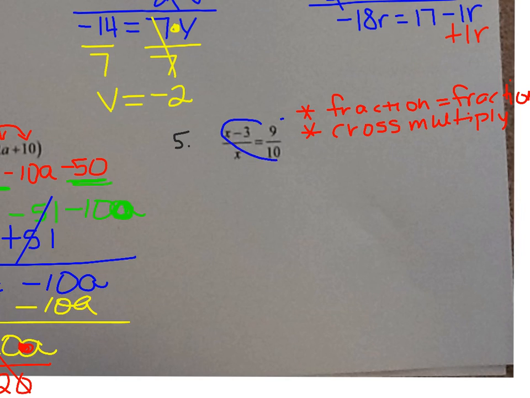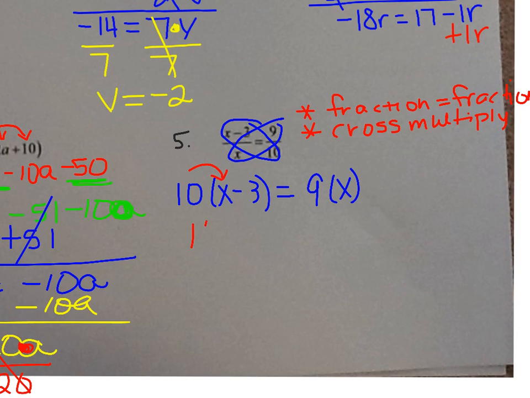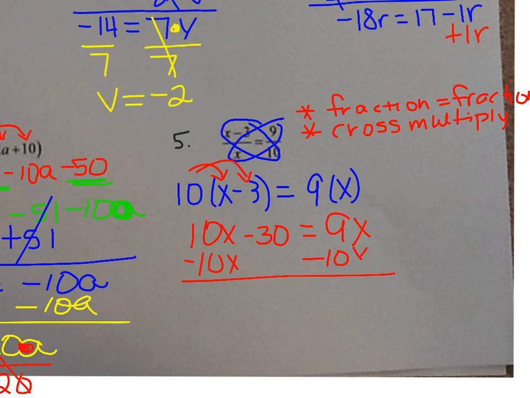So I'm going to multiply 10 times x minus 3 equals, and then 9 times x. So distribute the 10. So we get 10x minus 30 equals 9x, minus 10x from both sides. Negative 30 equals negative 1x, or just negative x. Remember, I want a positive x, so divide by negative 1, because there's really a 1 in front. So x is equal to positive 30.